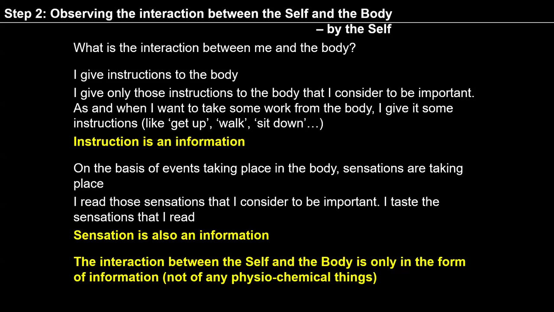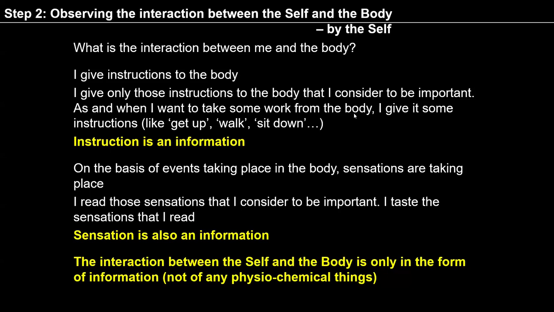For example, I say, get up. So body gets up. I say, walk. The body walks. I say, take food. The body takes food. So whatever instruction I give to the body, number one, it is in the form of information. And number two, what instruction body gets from the consciousness, it follows. If it is in a good state, then it follows the instruction of the consciousness. So instruction is in the form of information. So these instructions are not in the form of physical chemical things. These instructions are in the form of information.